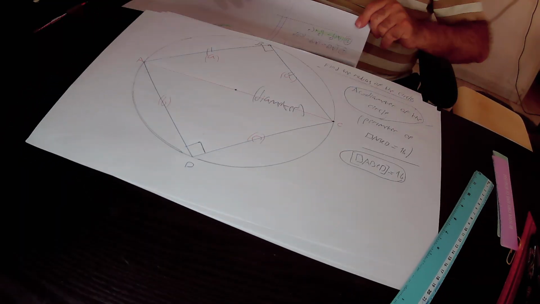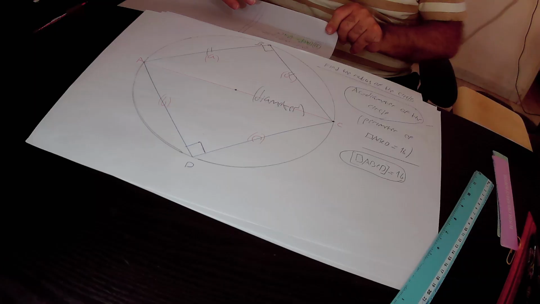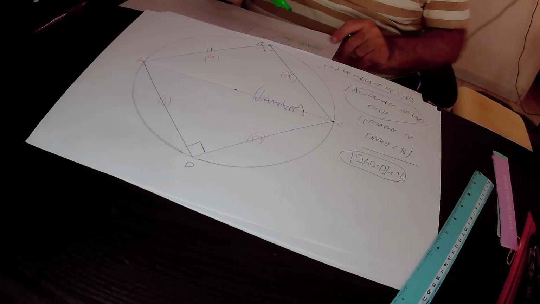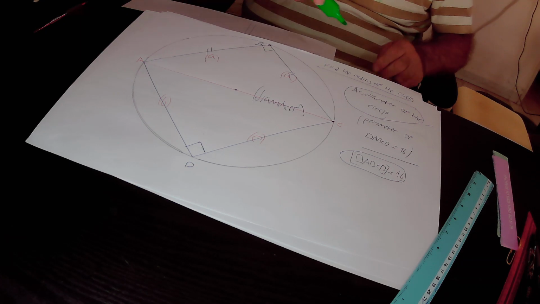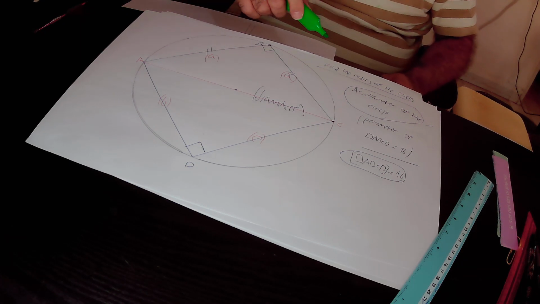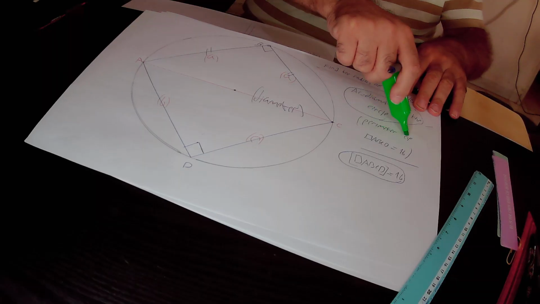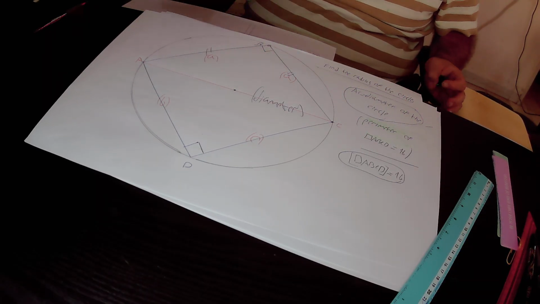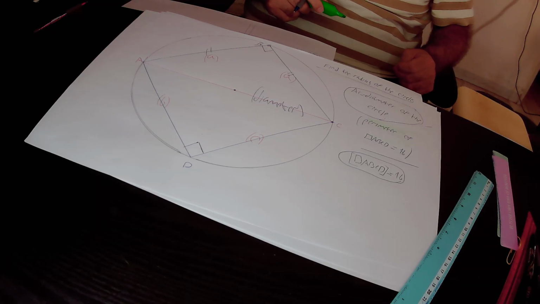Actually, it is given in the question that the perimeter of this quadrilateral ABCD is equal to 18 units in its length, and also it is given in the question that the area of this quadrilateral ABCD is equal to 16 square units in its size.